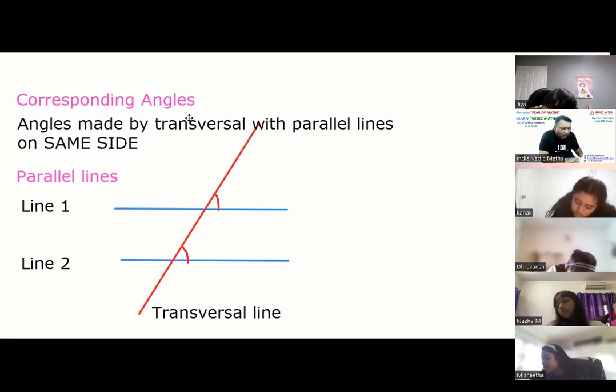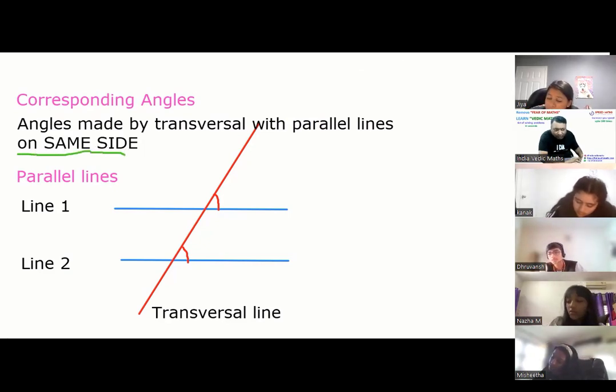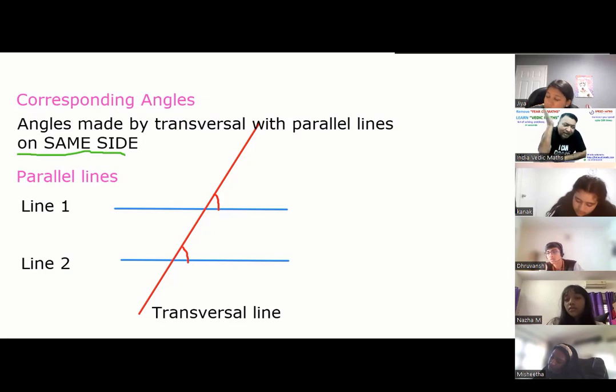Guys, the most important part here is this. I'll explain now and then you will explain it all to me. Angle made by transversal with parallel lines on the same side, okay? So listen, what is the meaning of same side? Because once you understand same side, it's a cakewalk. It's like a cake, okay?